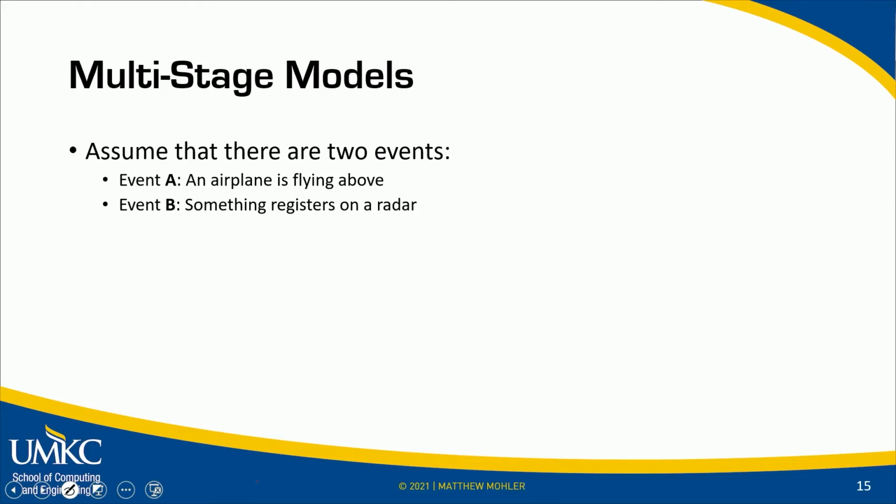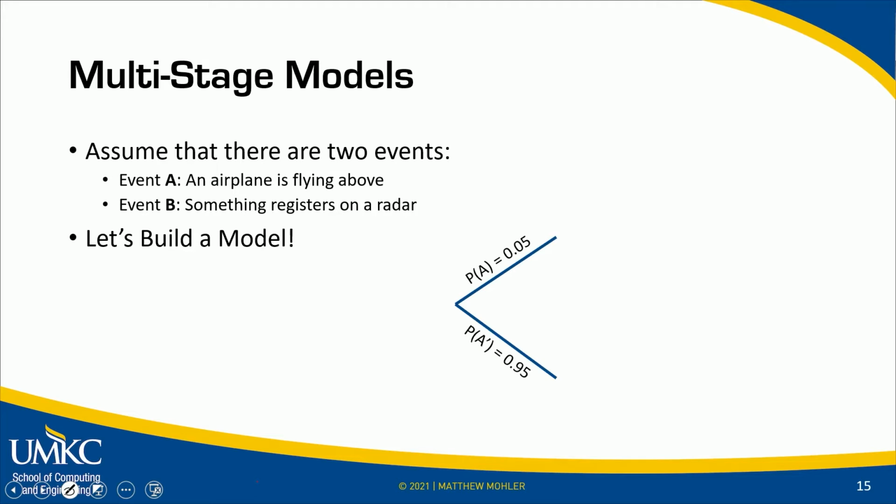Now, to help this make a little bit more sense, let's build out a model. And the easiest model for this is going to be a tree diagram, as we just look at the multiple stages or the multiple layers of this model. The first thing we'll look at is the probability of an airplane flying above. And so we have two different branches off of this model. The first being the probability of A here, the probability that there is an airplane flying above. And we'll arbitrarily assign that to 5%, 0.05 probability.